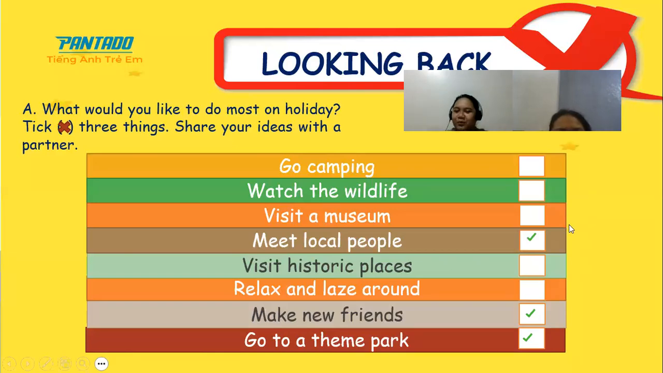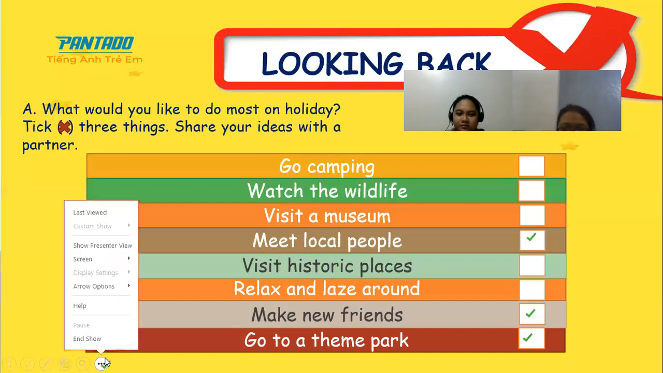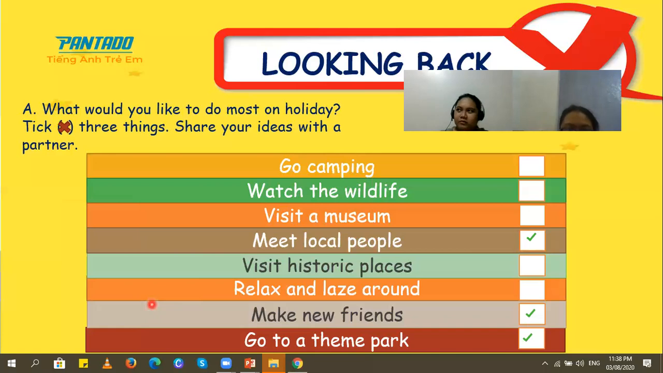Wow. But why do you want to go to the theme park? Oh, because I have never gone there to the theme park, so I want to try this one. And when you go to the theme park, what do you usually do there? Just like hanging around, walking around? Yeah, I go with my friends.